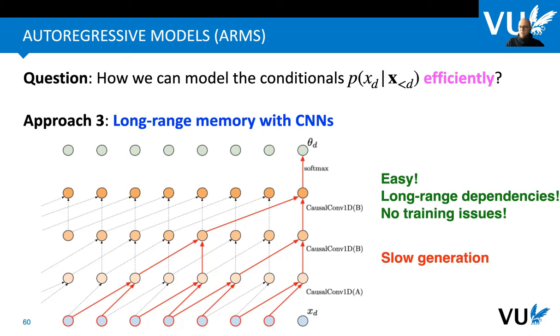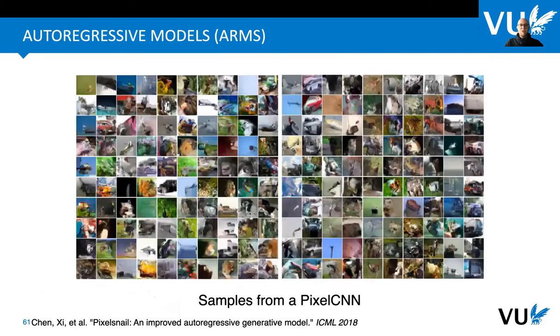No training issues whatsoever. The only drawback is slow generation, because this is an autoregressive model. So it's hard to do something about it. However, there are papers that show a huge improvement. And to give you an example, from 2018, these images are sampled from a PixelSNAIL model with some attention mechanism and so on.